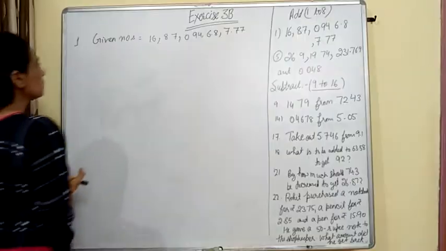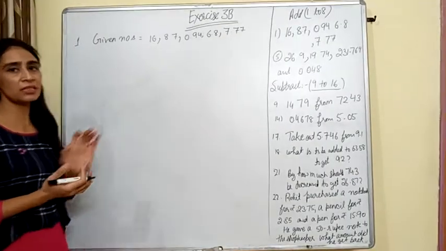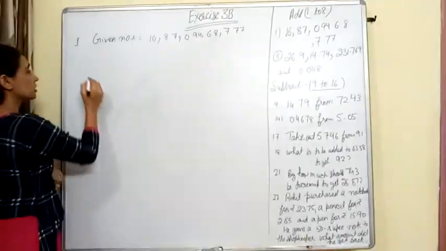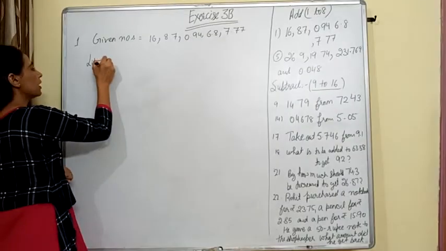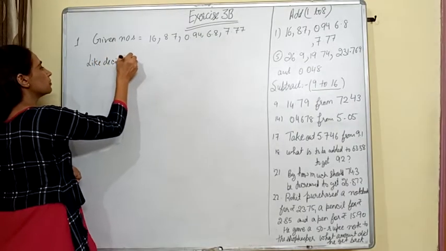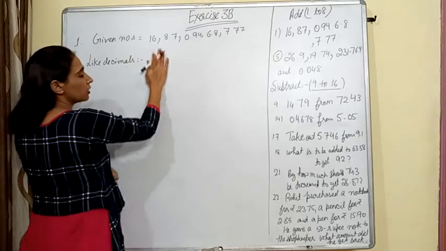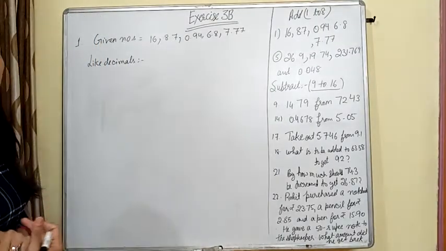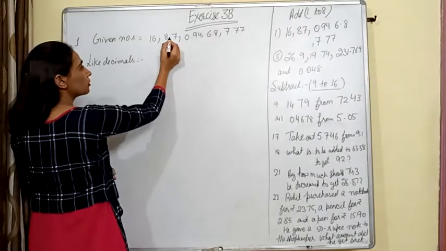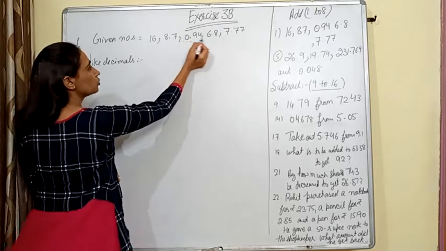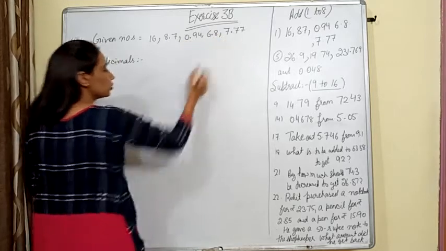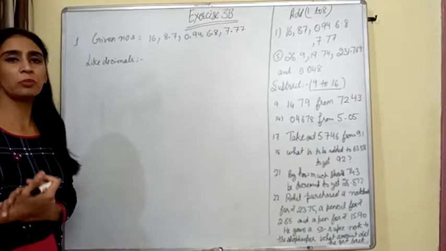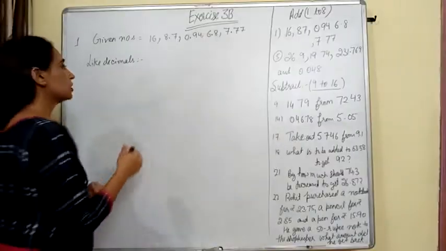What we will do first, you have already done this in your previous class. To add decimal numbers, first we will convert them into like decimals. What are like decimals? It means after the decimal point the number of digits should be the same in all the numbers. Here after the point there is one digit, two digits, one, two. So the maximum number of digits is 2. So in every number we will put 2 digits after the decimal.